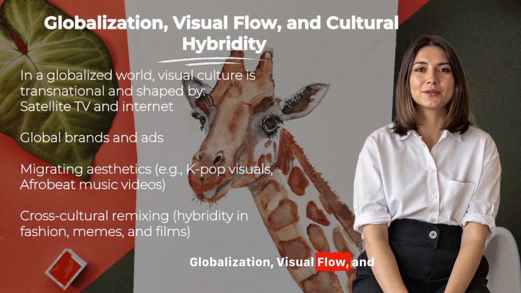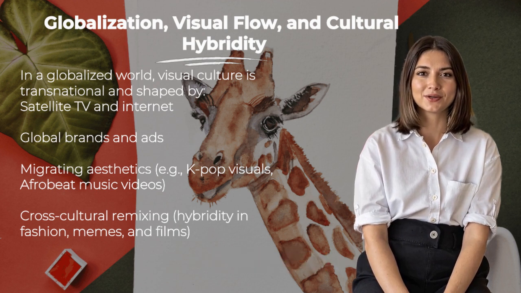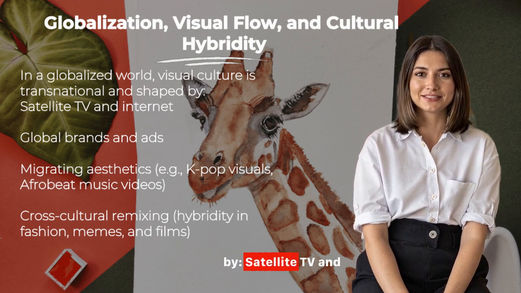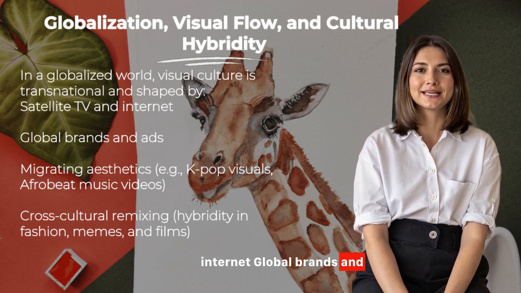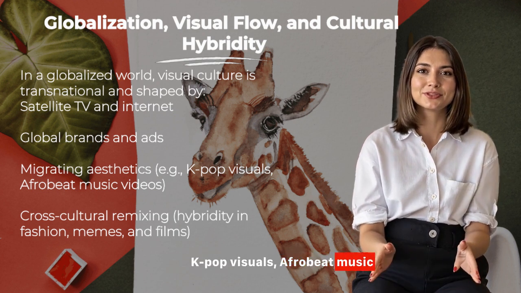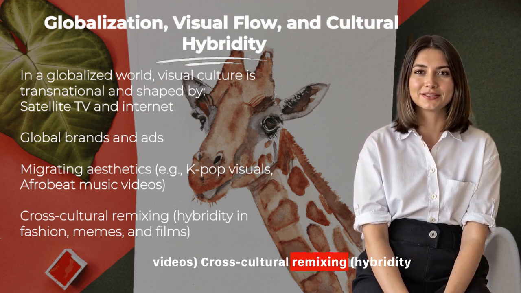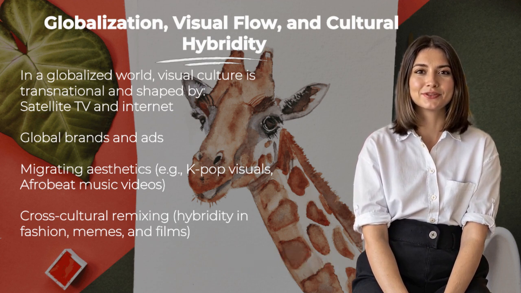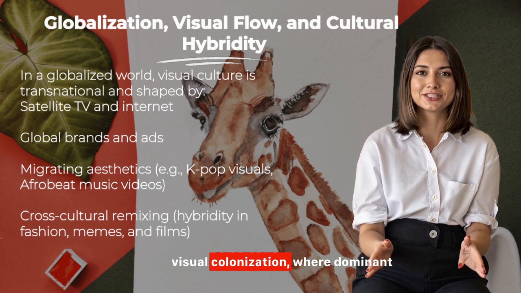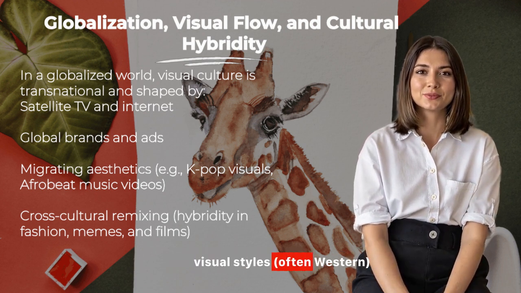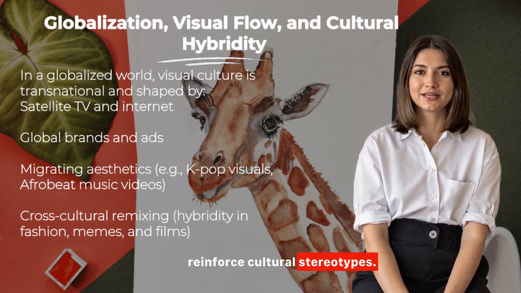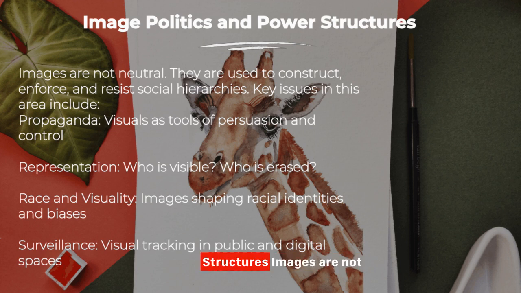Globalization, visual flow, and cultural hybridity. In a globalized world, visual culture is transnational and shaped by satellite TV and internet, global brands and ads, migrating aesthetics, e.g. K-pop visuals, Afrobeat music videos, cross-cultural remixing, hybridity in fashion, memes, and films. This leads to cultural convergence, but also visual colonization, where dominant visual styles, often Western, suppress local traditions or reinforce cultural stereotypes.